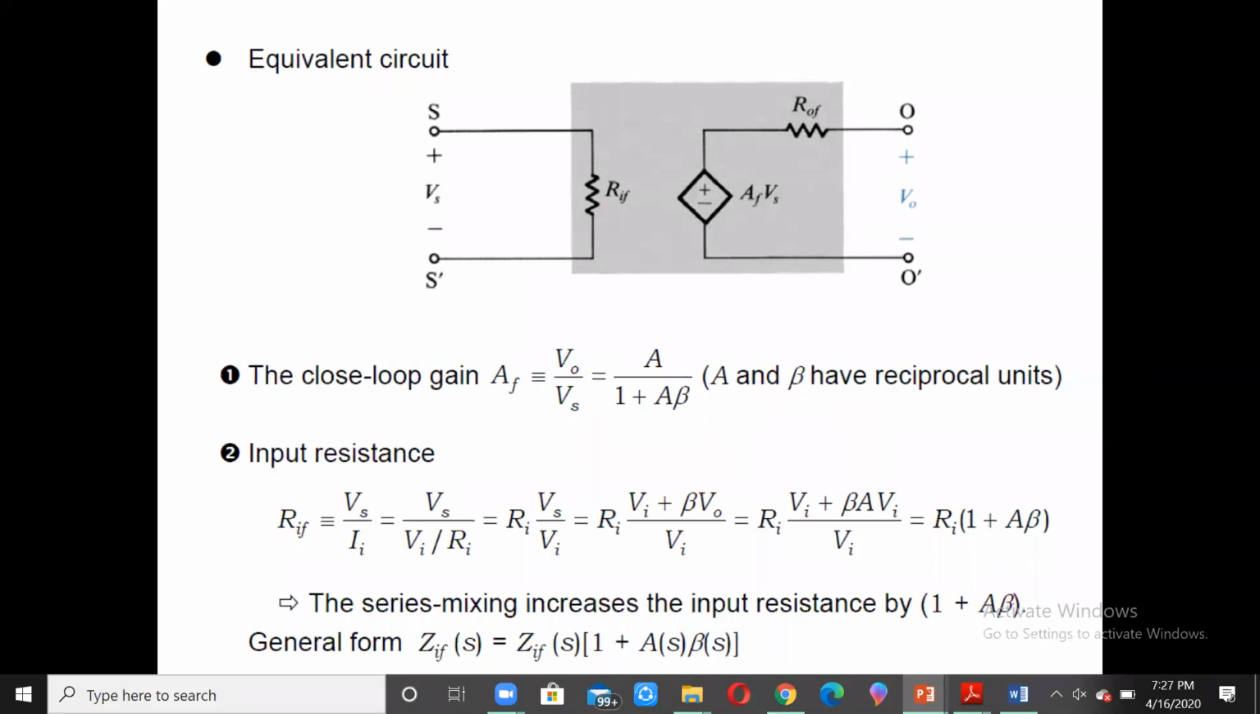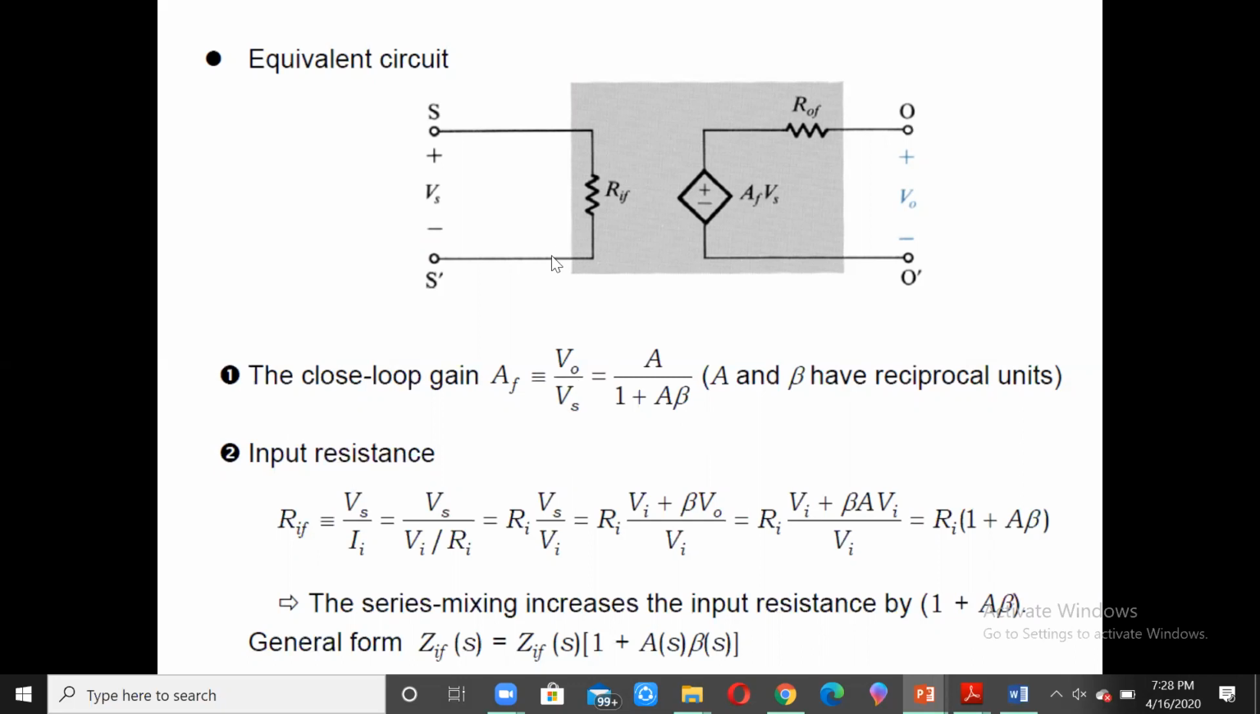So we are going to get over here V0 by Vs. Vs is equal to Vi minus Vf, and Vi is nothing but V0 by A, and Vf is nothing but the value beta V0 with a minus sign. Then V0 by A can be taken out, and that leaves us 1 plus A beta as the common value in the denominator. V0 will cancel, and A will go to the numerator, and hence we'll get A by 1 plus A beta. Then we need to find the input resistance of the amplifier.